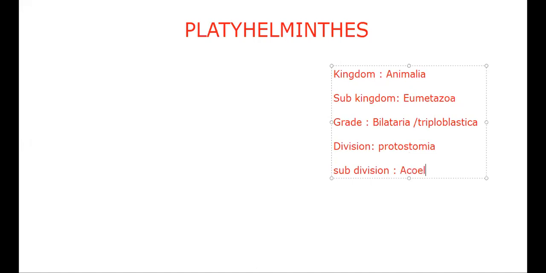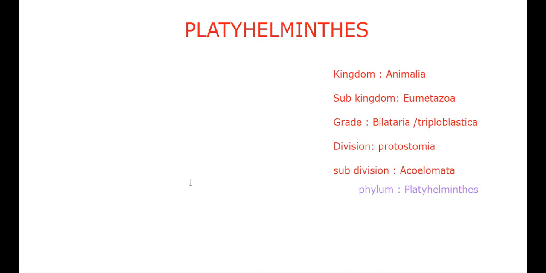Subdivision Acoelometa. So you are able to know this taxonomic category: kingdom Animalia, subkingdom Eumetazoa, grade Bilateria or Triploblastica, division Protostomia, subdivision Acoelometa. With this, as a formality, it belongs to the phylum Platyhelminthes. We are talking about the phylum Platyhelminthes only.